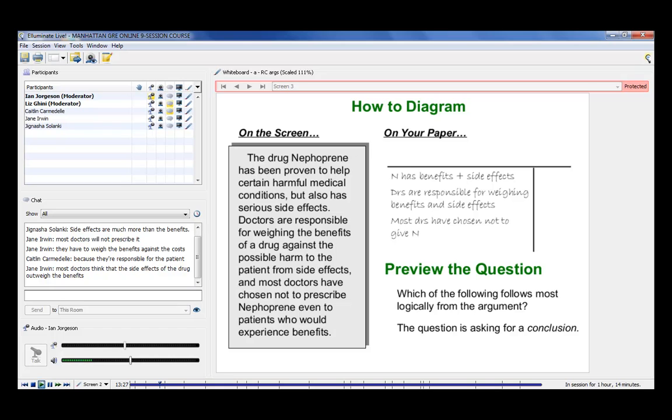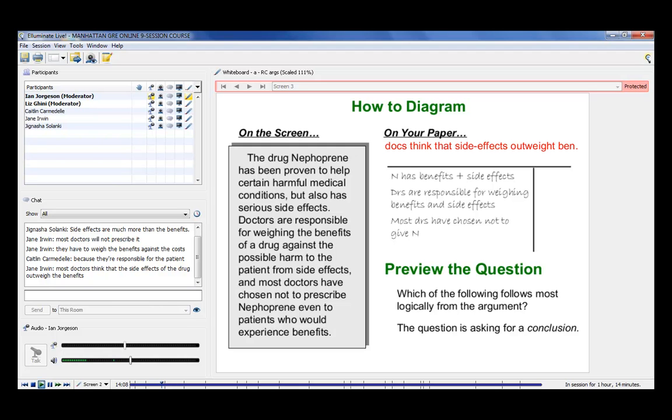And Jane, I love how you put that. You didn't say the side effects outweigh the benefits in reality. You said the doctors think that. We don't actually know very well the truth of this. We're not the scientists investigating this, but we can infer what the doctors think. So I love the way Jane put that, and that's potentially the difference between a right answer and a wrong answer, right? So docs think that the side effects outweigh the benefits. I love the way that Jane put that.